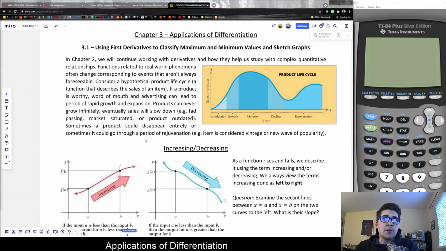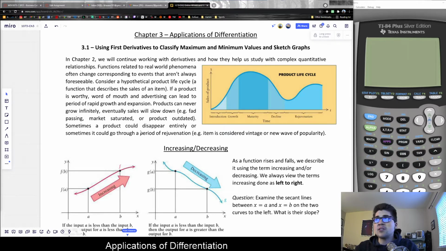And obviously, we're going to be focusing on how we can use this in the business world as well as in other subjects. But the thing I wanted to start off with in the first section is talking about graphical traits of functions, such as intervals of increasing, decreasing, minimums, maximums, and other terms like that. And then we'll talk about how we can use calculus to actually determine those things.